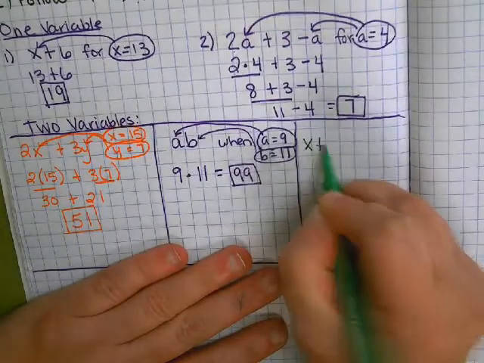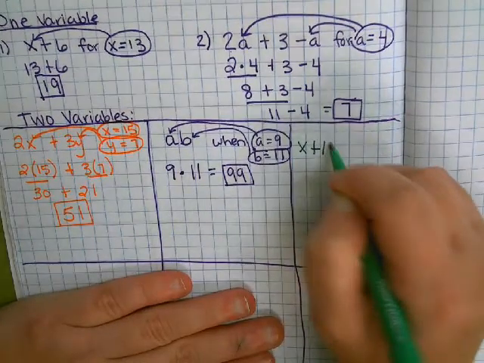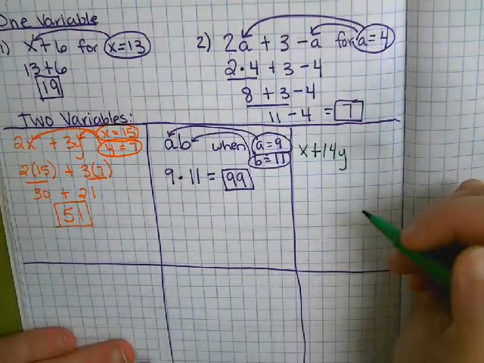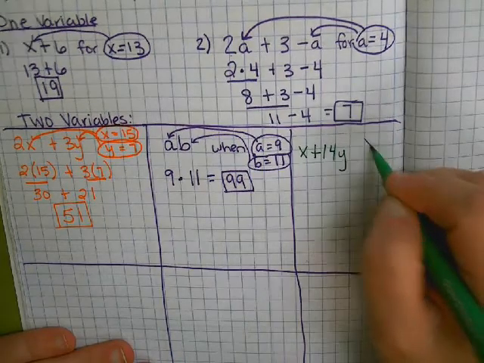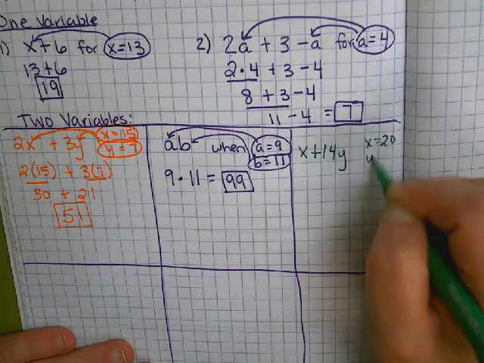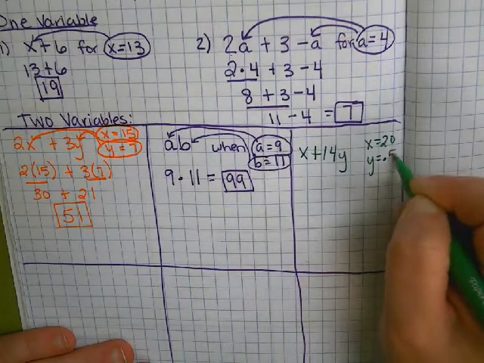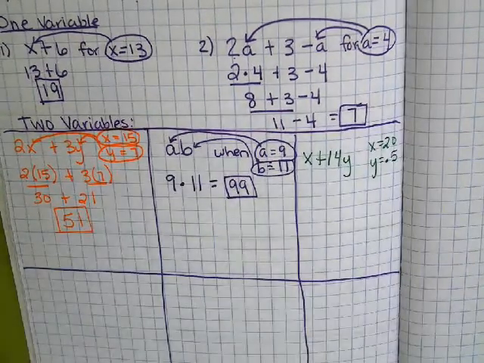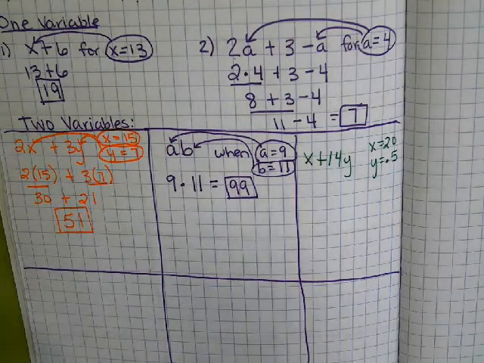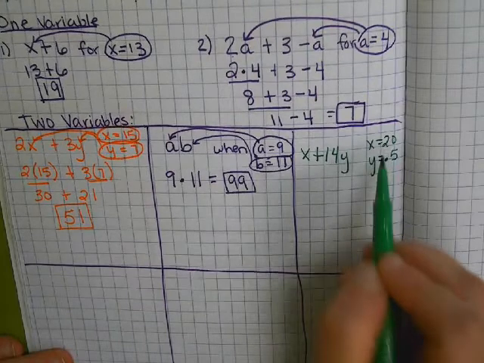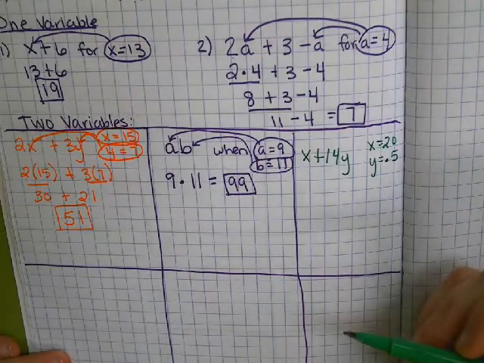X plus 14y when X equals 20 and y equals 0.5. We can still do this with decimals. Nothing different. So pause it right here and give it a go. Try it on your own and then press play when you're ready to begin.